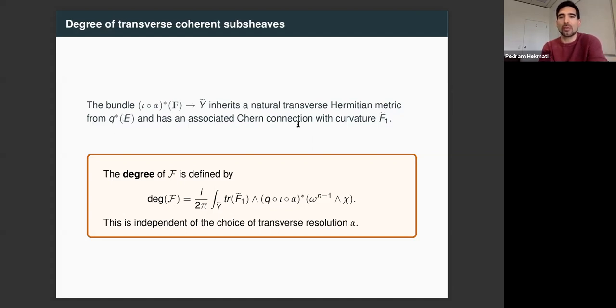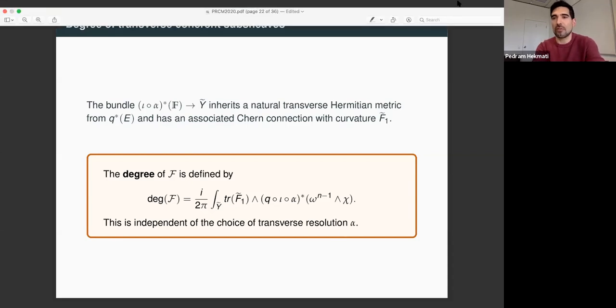So now you take the associated Chern connection, denote that F1 tilde, and now you can define the degree of these torsion-free coherent subsheaves in the usual way, using the Chern formula. And you can show that the pullback, the preimage of the singular locus of Y has measure 0. So this is in fact independent of the choice of transverse resolution.